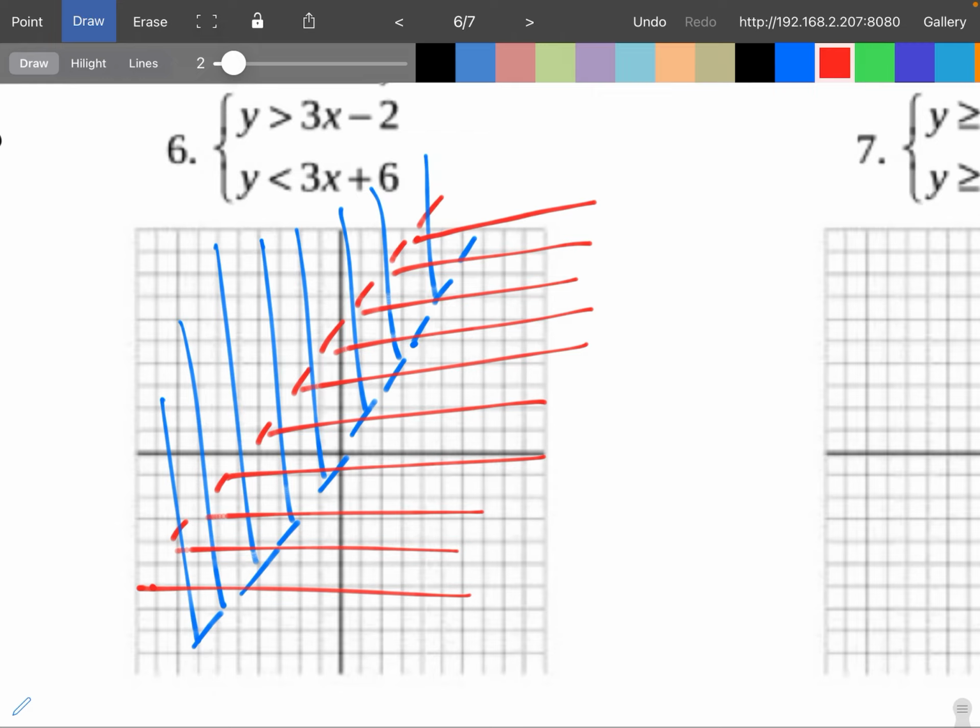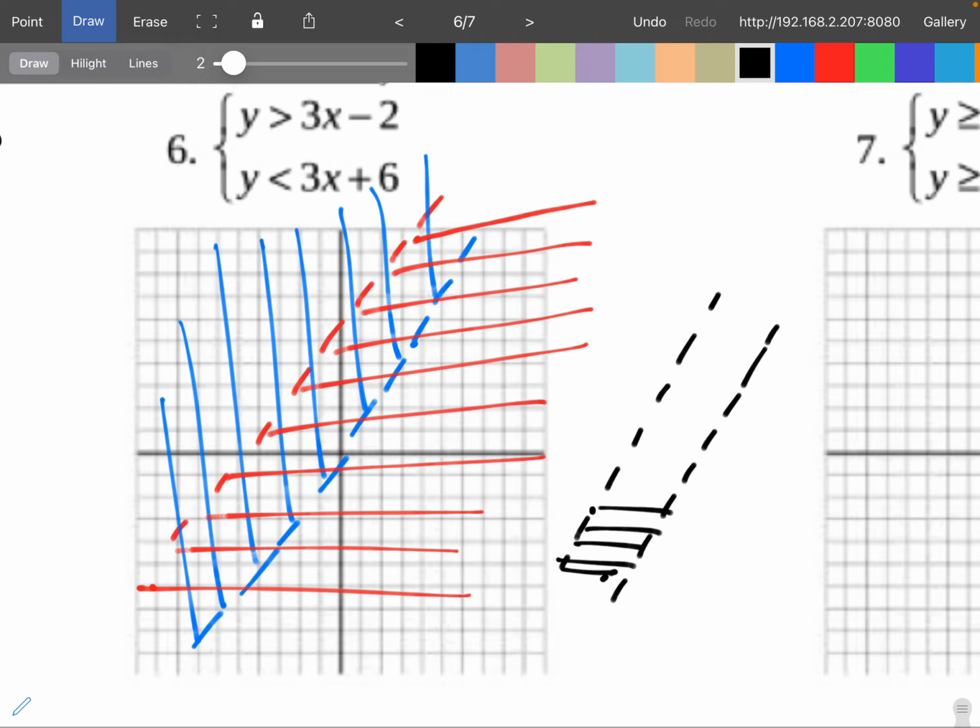Where's the double shaded part? Where's the double shaded part on that one, you guys? How would you describe it? Where is it red and blue? What's that? Say it again. In the middle, yeah. In the middle. All right, so it's the points that are between the two dotted lines. Do you see that? That's your solution.